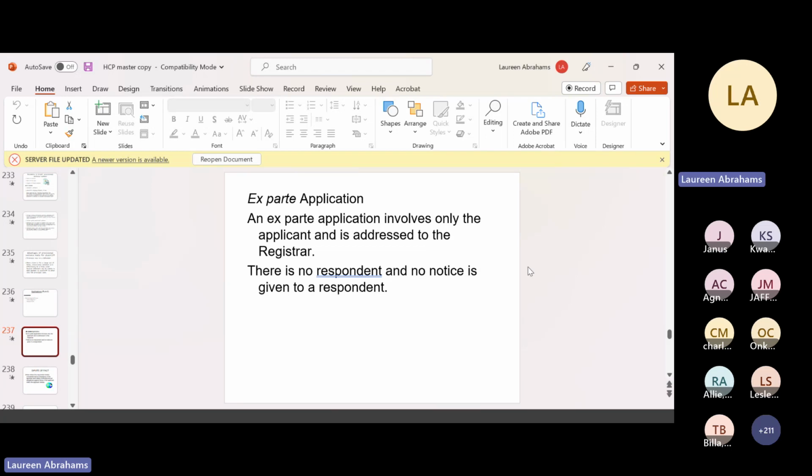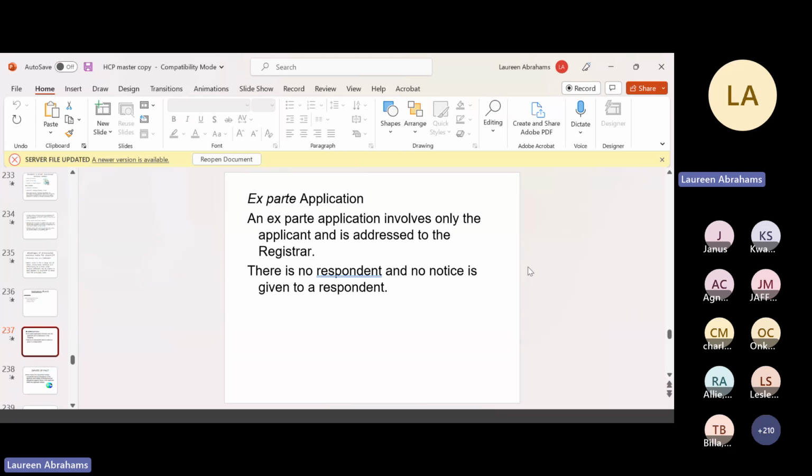So the application that you are going to bring to be admitted and enrolled as an attorney of the High Court of South Africa is going to be an ex parte application. There's no respondent. Nobody's going to oppose your application to be appointed as an attorney. So that is the ex parte application.